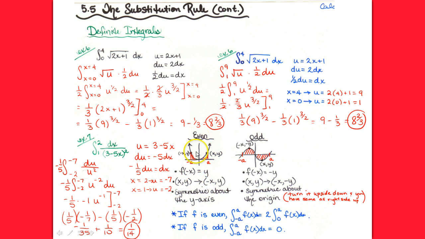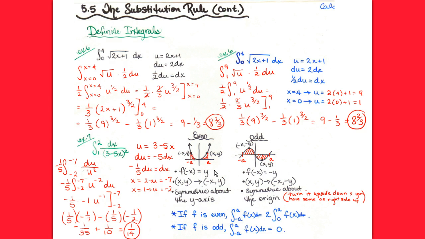That means you can fold the graph on the y-axis and it folds on top of itself. If you don't have a graph or you don't have access to a graphing calculator for that portion of the test or quiz, there's an algebraic test for it as well, and that is when you plug a negative x into the function, you get the exact same thing that you started with.